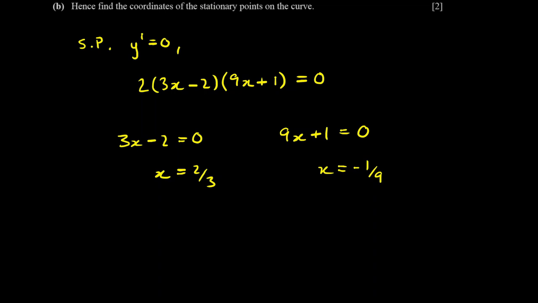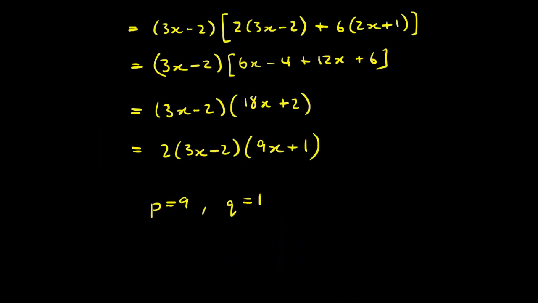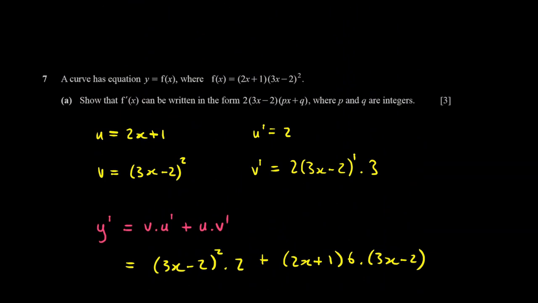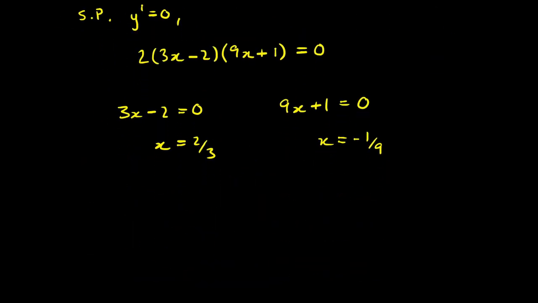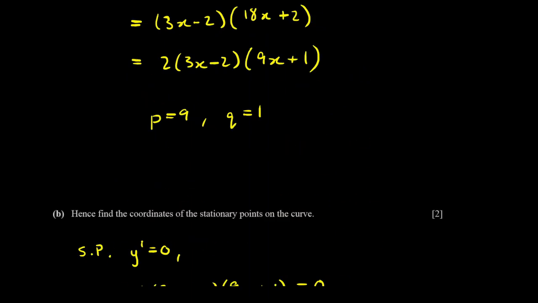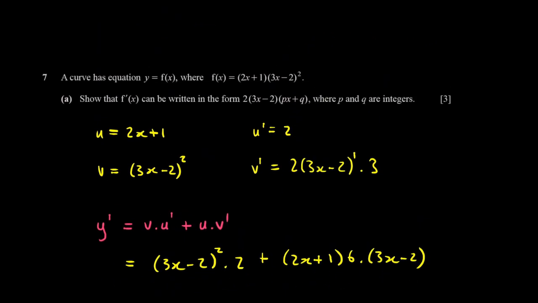Now then, we've got to be very careful with this question because it says find the coordinates, right? It doesn't say find the x coordinate. It means we also need to find the y coordinate. So we need to substitute that into our equation for y. And y was 2x plus 1 times 3x minus 2 all squared.